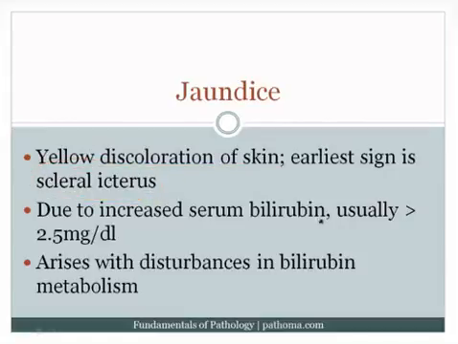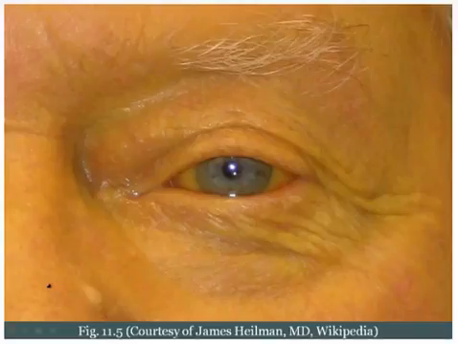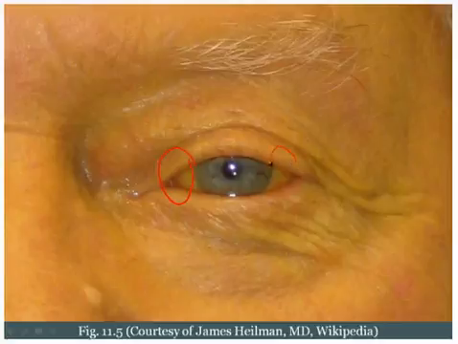Jaundice is due to an increased serum bilirubin, classically greater than 2.5 milligrams per deciliter, and because it's due to an increase in serum bilirubin, we're going to see it when there are disturbances in bilirubin metabolism, as is going to become very clear as we move forward. Here's a picture of a patient with jaundice. Notice the yellow skin. In addition, notice that they have scleral icterus, or a yellow discoloration of the sclera of the eyes.